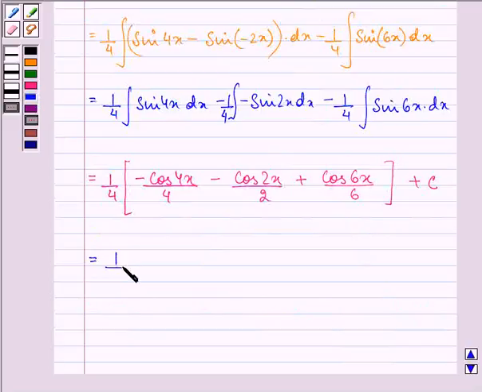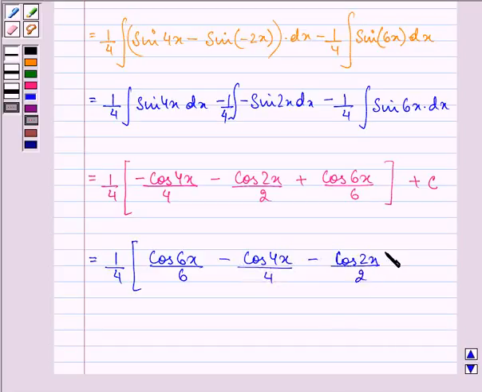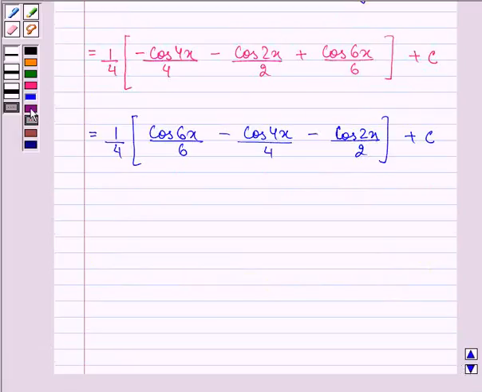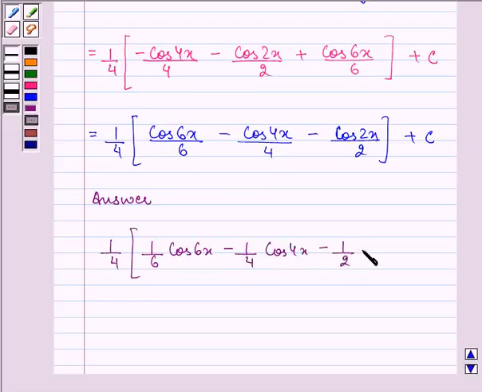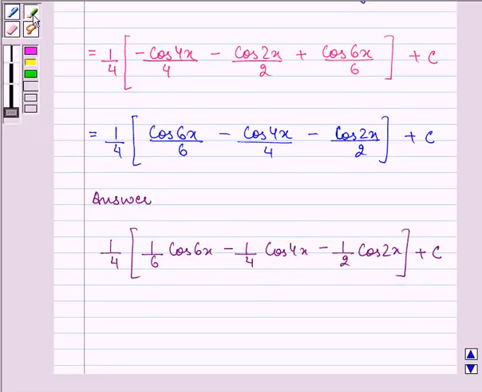That can be further written as 1 by 4. Now on rearranging, we have cos 6x upon 6 minus cos 4x upon 4 minus cos 2x upon 2 plus c. And the required answer to the question is 1 by 4 into 1 by 6 cos 6x minus 1 by 4 cos 4x minus 1 by 2 cos 2x bracket close plus c. Right. So this completes the session. Hope you understood it well and have a very nice day ahead.